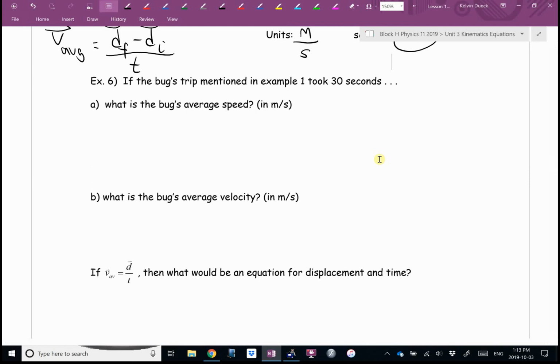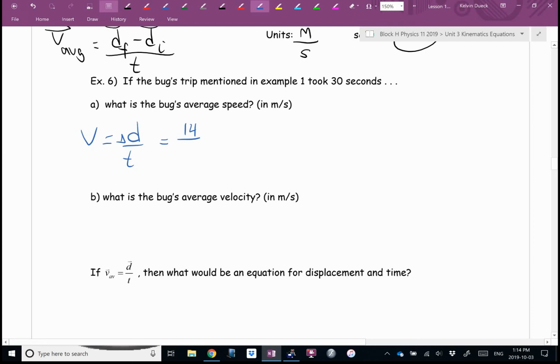So, the bug's trip mentioned in example 1, remember the bug? It took 30 seconds. What was the bug's average speed? Well, speed is going to be the change in the distance over time. How far did the bug travel, Callum? Do you remember? I think you were the one that I picked on for this. Yes.